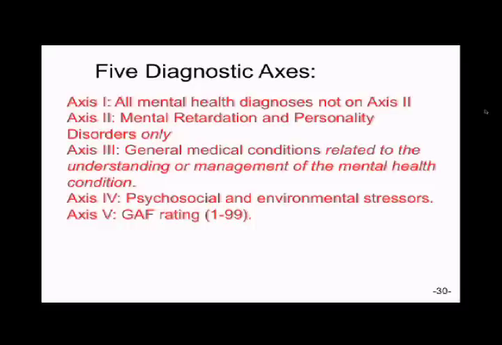Axis 4, psychosocial and environmental stressors. This is where you would put things like academic problems, recent divorce, unemployment, things that are stressors that are affecting your client. And Axis 5 is the GAF rating, General Assessment of Functioning. It's a scale from 1 to 99 that gives an overall description of how the person is currently functioning. You can put a current rating, and also you can put highest level over the past year. And that GAF scale is found in the DSM manual.